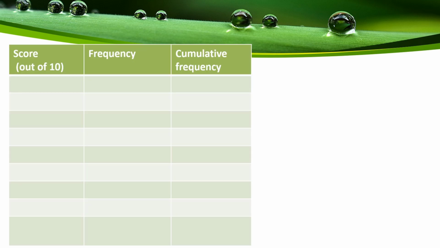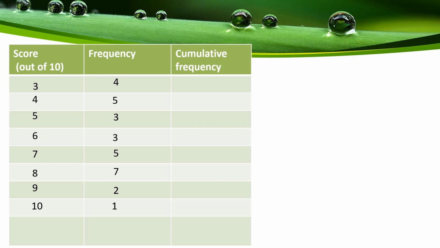In this example, the marks of 30 students out of 10 are given. If we analyze this table, 4 students scored 3 marks, 5 students scored 4 marks, 3 got 5 marks, 3 got 6 marks, 5 students scored 7 marks, 7 students scored 8 marks, 2 students got 9 and 1 student got 10 out of 10.